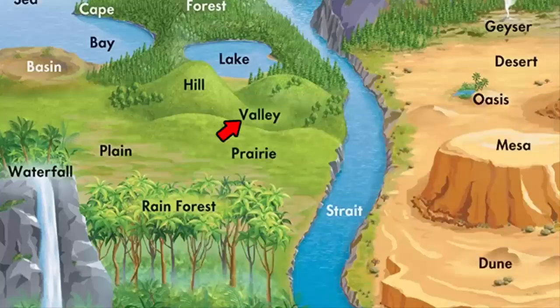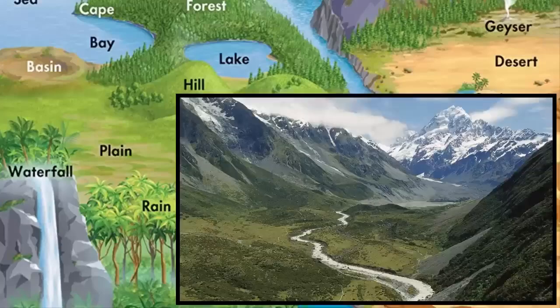The next one is valley. Valleys are one of the most common landforms on the earth, and they are formed through erosion or the gradual wearing down of the land by wind and water. In river valleys, for example, the river acts as an erosional agent by grinding down the rock or soil and creating a valley in between the mountains and hills.